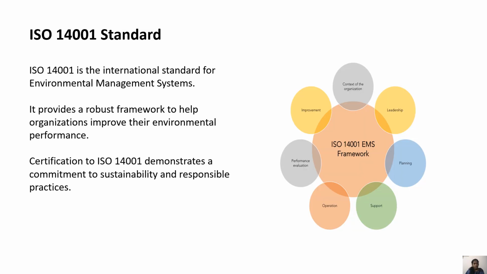ISO 14001 standards. ISO 14001 is the international standard for environmental management systems. It provides a robust framework to help organizations improve their environmental performance. Certification to ISO 14001 demonstrates a commitment to sustainability and responsible practices. This framework covers leadership, planning, support, operation, performance evaluation, improvement, and context of the organization.